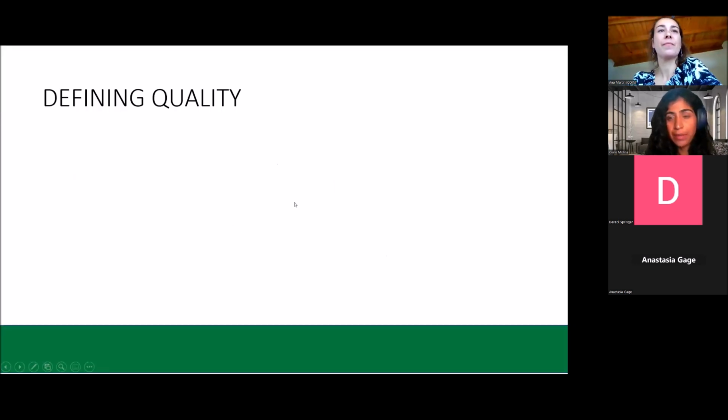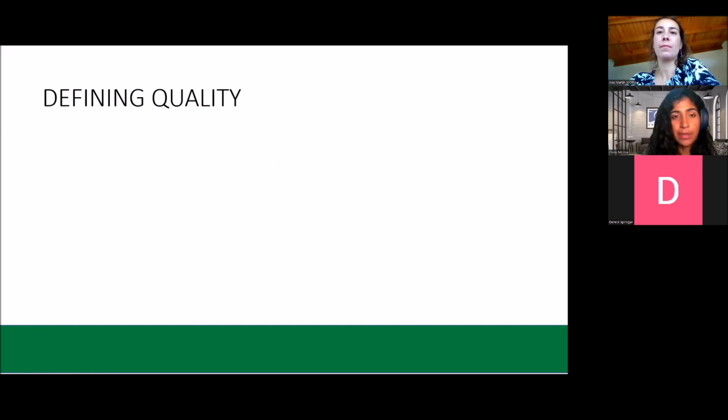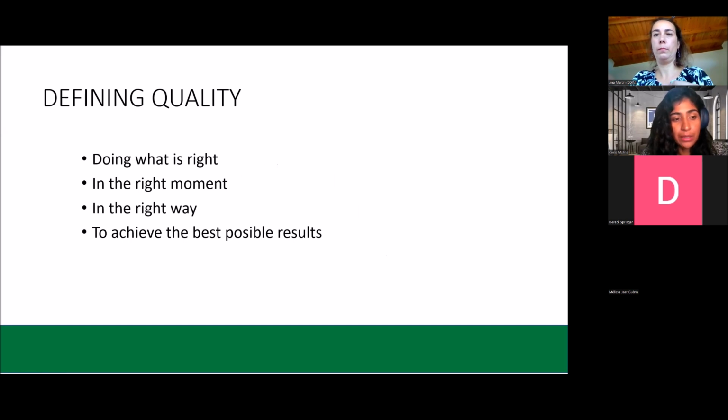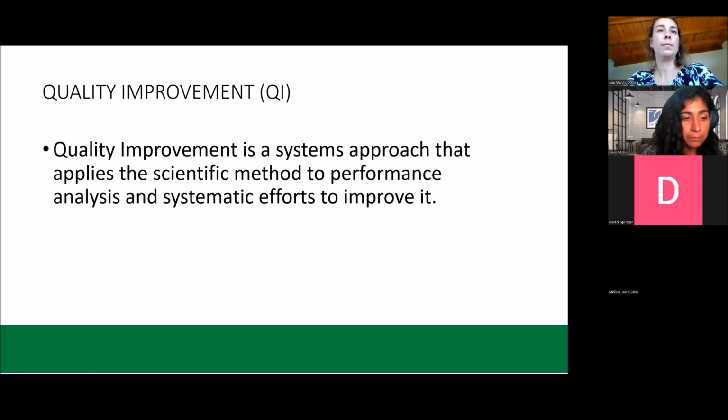Vamos a comenzar definiendo prácticamente lo que es calidad, ¿verdad? Una definición sencilla, práctica, que es haciendo lo correcto, en el momento correcto, de la forma correcta, para lograr los mejores resultados posibles, ¿verdad? Todo esto, el conjunto, es lo más importante para lograr tener todo este concepto de calidad, ¿verdad? Ser oportunos en lo que estamos haciendo.